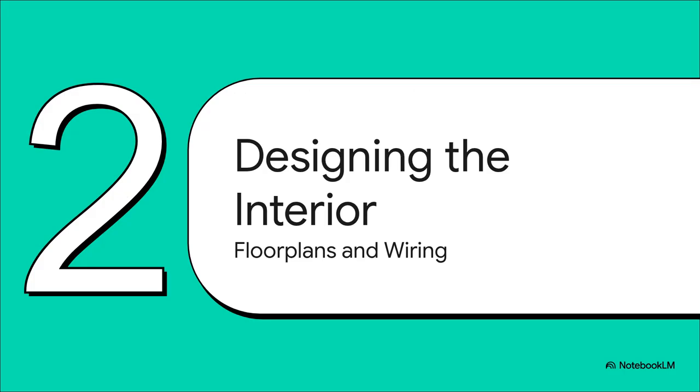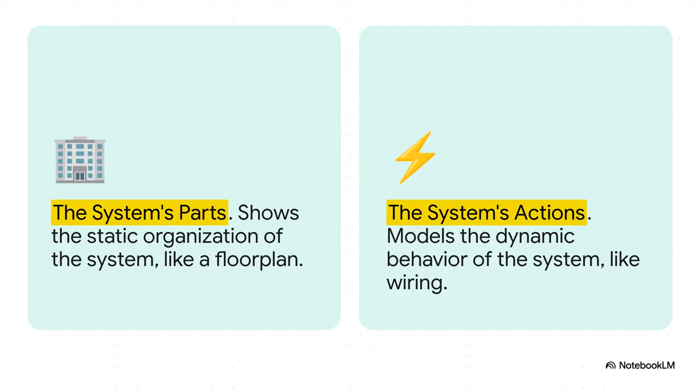Okay, let's move on to part 2. We've got the outside figured out, so now it's time to design the interior. We're talking about the floor plans and the wiring of our software. And this slide just illustrates the two ways we model the inside of a system perfectly. On one side, you've got structural models. Think of these as the floor plan. They show the static parts, the components, the rooms, and how they're all connected. On the other side, you've got behavioral models. These are more like the wiring.